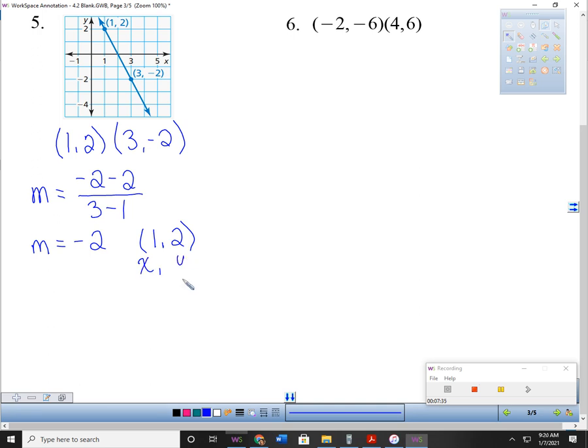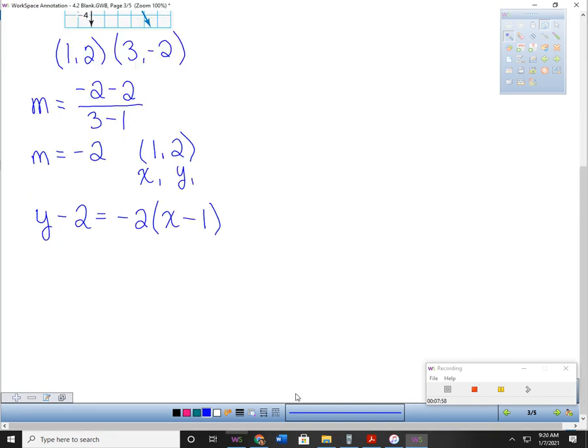X1 and Y1, right? So I have Y minus my Y value equals my slope times X minus my X value. Do I have any double negatives to fix? No. So I'm done.